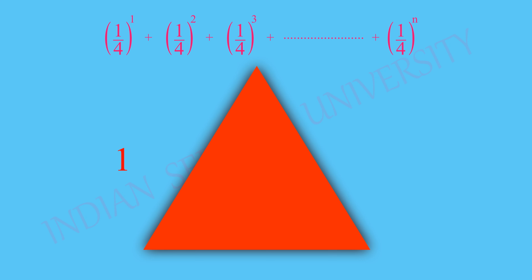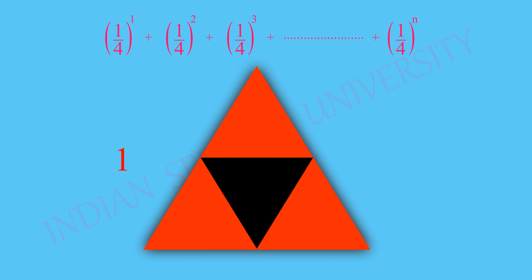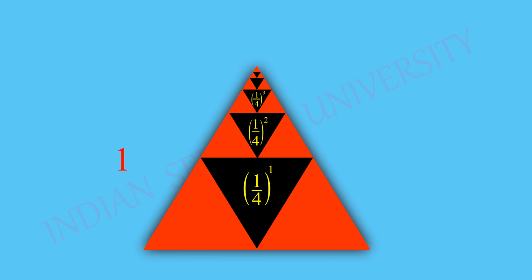Divide it into 4 equal triangles. Change the color of one of the triangles. Divide the top triangle again into 4 equal triangles. Repeat the whole process on this triangle also. Continue further to as many as we can.